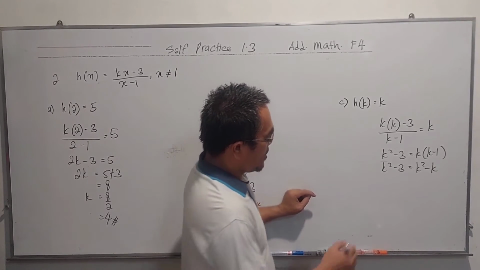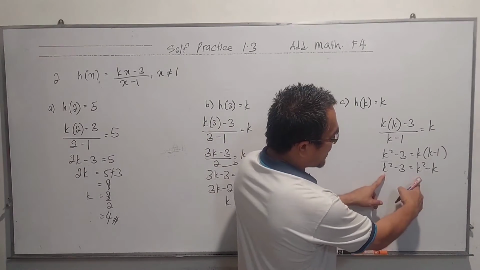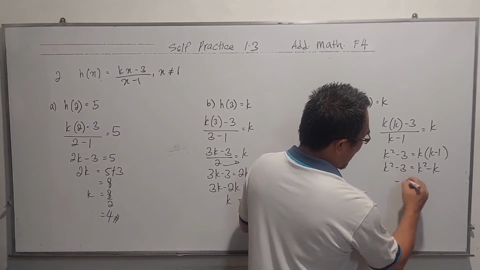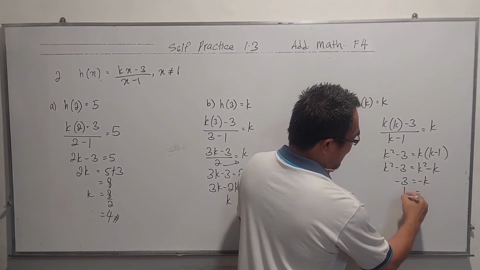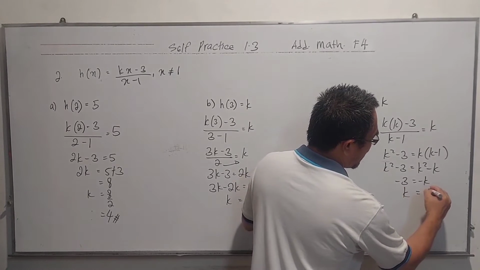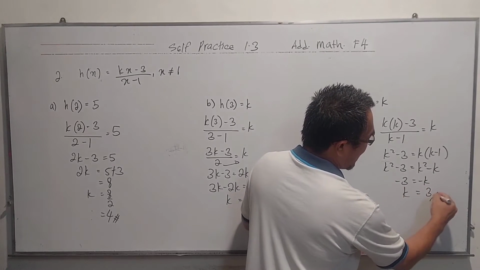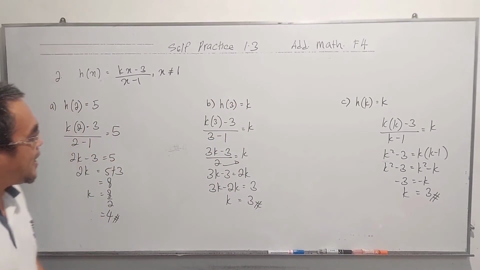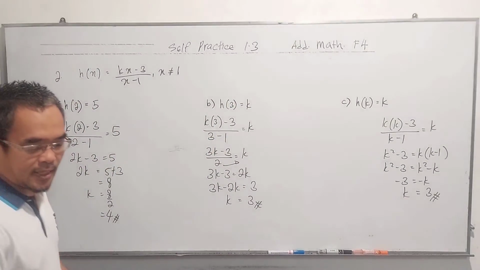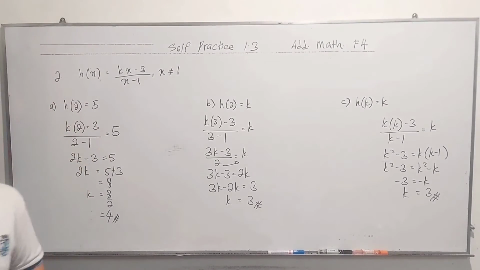And we simplify, k squared minus k squared will be 0. So we have negative 3 equals negative k. So I bring k to one side and negative 3 to the other side. Then you get k equals 3. Okay? Is there any problem with this? In case there is, let me know.